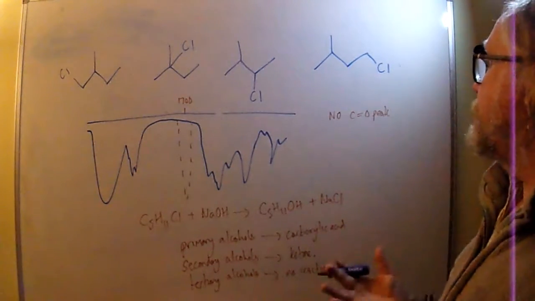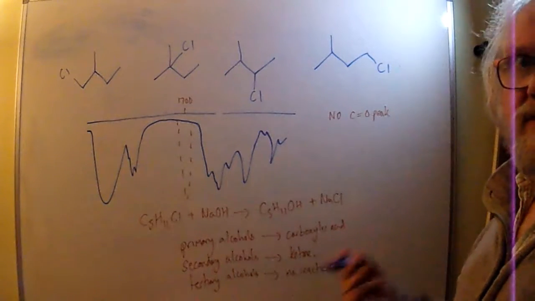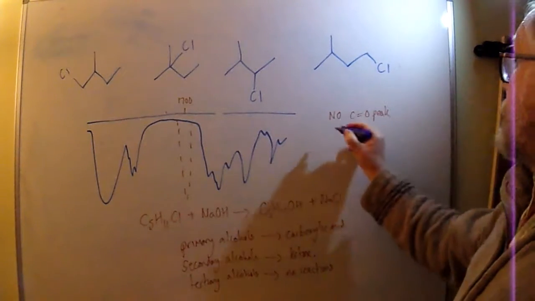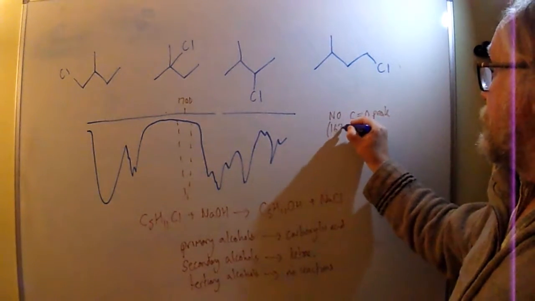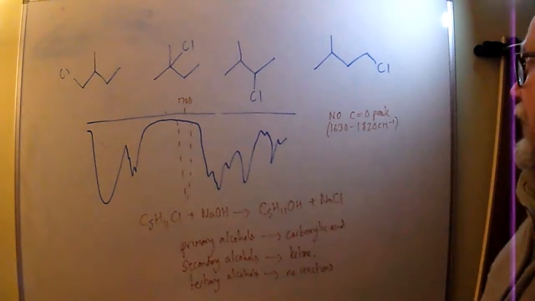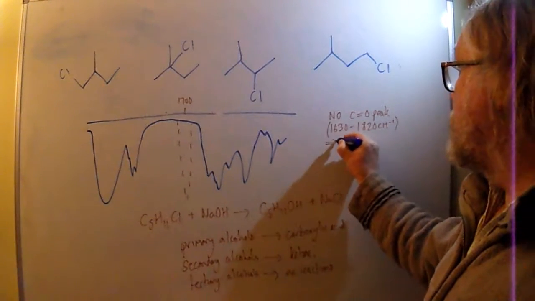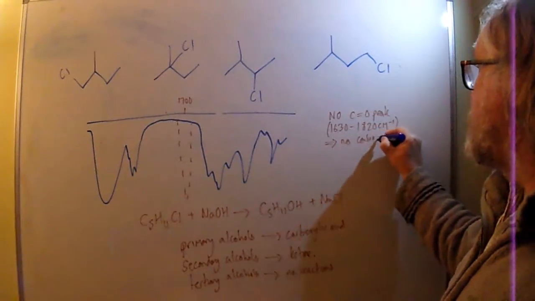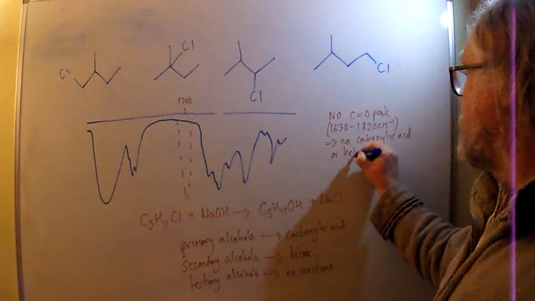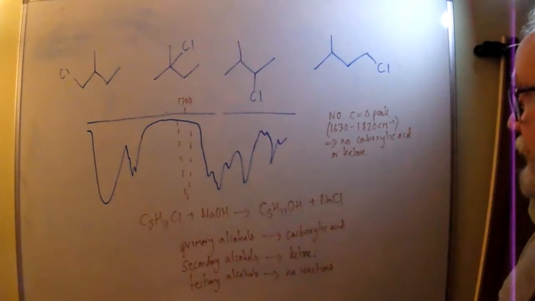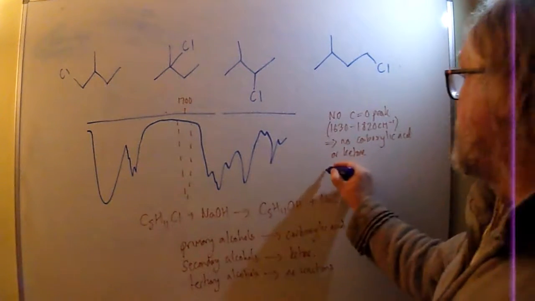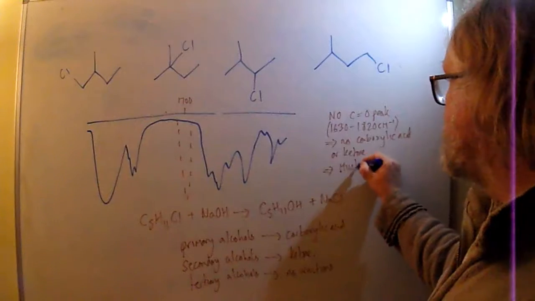When you talk about infrared peaks, always quote the datasheet to give the correct range. Otherwise they don't necessarily believe you know what you're talking about. So no C double bond O peak, which would have been 1630 to 1820 wave numbers. And that tells you that there's no carboxylic acid or ketone. And that immediately says it can't have been a primary or secondary alcohol that was formed. It must have been a tertiary alcohol that was formed.